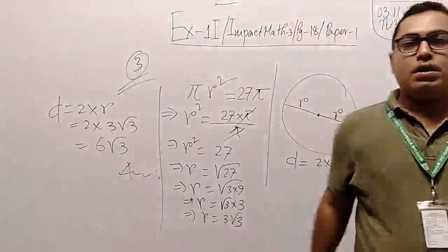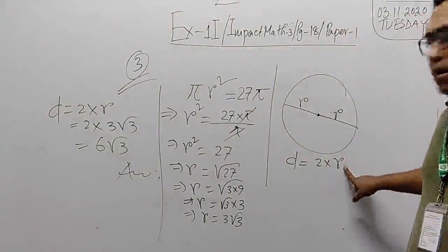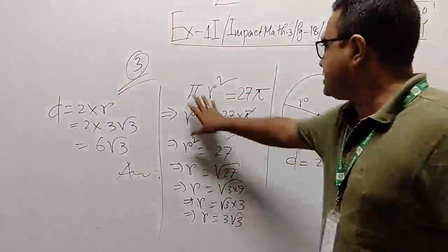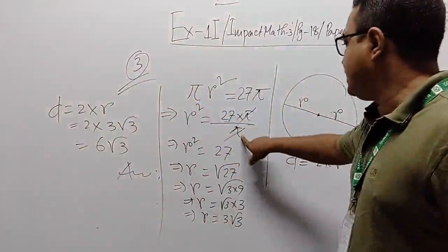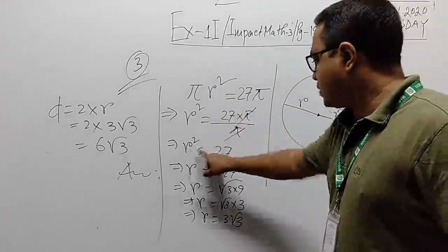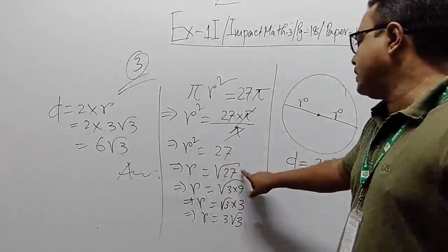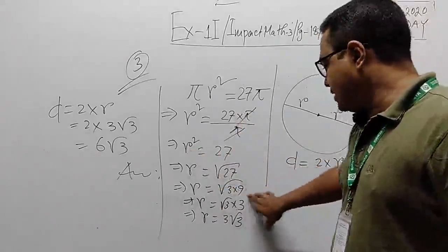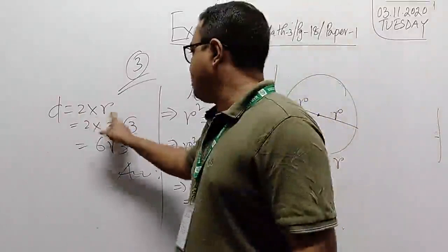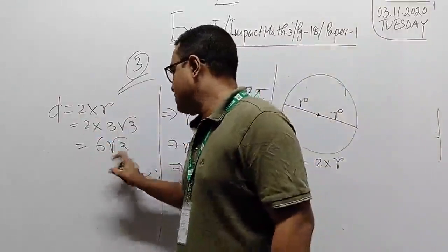So we know radius is equal to r. We are finding the value of r. The process is to shift pi from the left side to the right side. It will go as the denominator. Pi cancels, and we have r square is equal to 27. If we shift the square from the left side to the right side, it will go as a square root. Then after simplification, we are getting r is equal to 3 into square root of 3. Diameter is equal to 2 into r. Put the value of r, 3 into square root of 3. So that is 2 into 3, 6, 6 square root of 3.